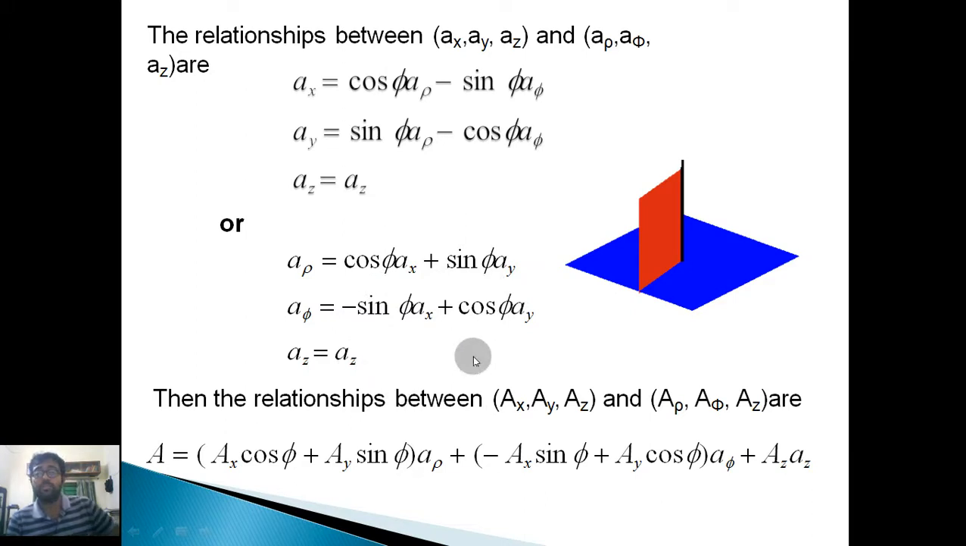Using these equations we can establish a relationship between the Cartesian coordinate system and the cylindrical coordinate system. From this we deduce this specific vector a. We have represented this vector a in the cylindrical coordinate system using the Cartesian xyz relationship. So let's go to the next slide.